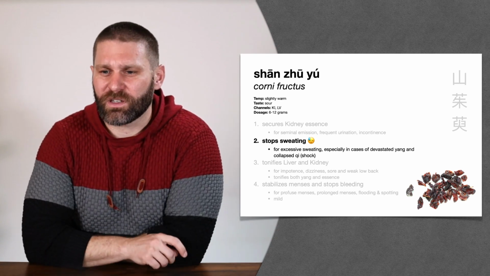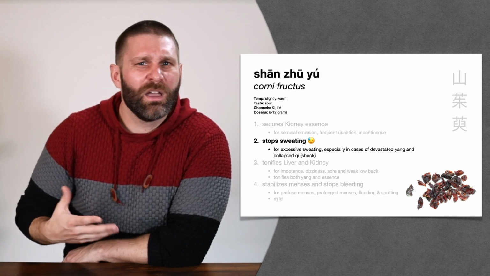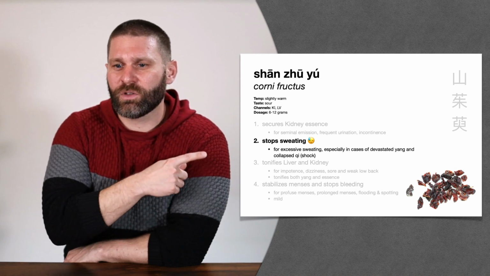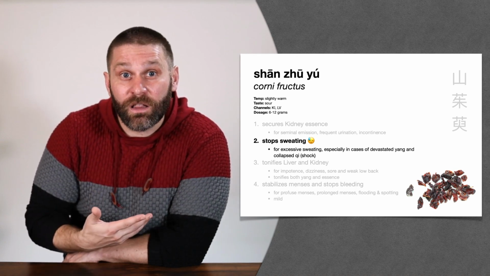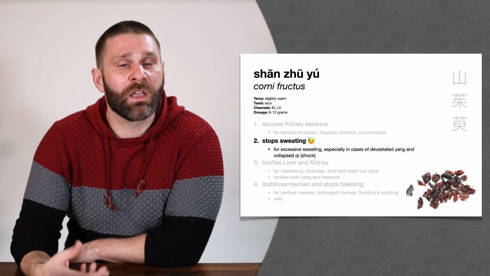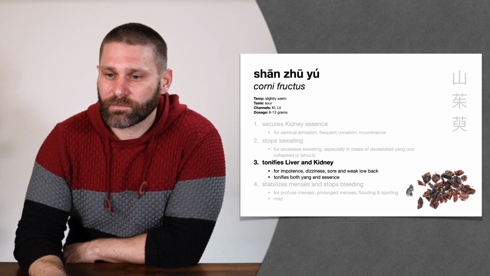But here we could use shanjuyu for its sour flavor to stop some of that sweating that happens during those conditions. So in terms of stopping sweating, I'm not sure we use this so much for a lung qi deficiency or things like that. There are other herbs we can go to. But if we have this case of qi collapse or yang collapse, then shanjuyu, when we talk about its function of stopping sweating, I think that's where we use shanjuyu the most.